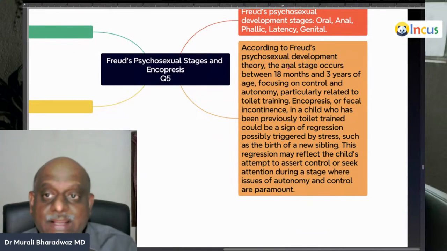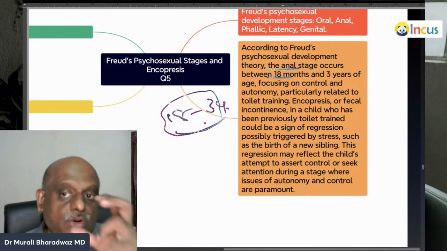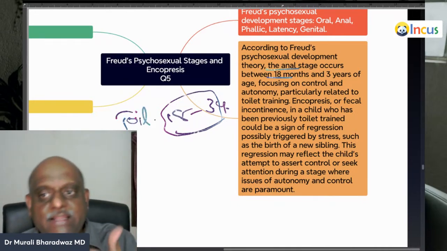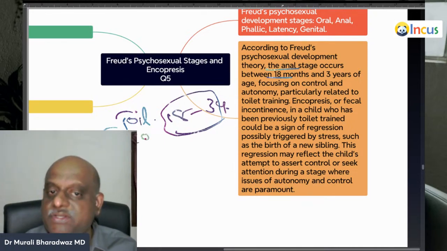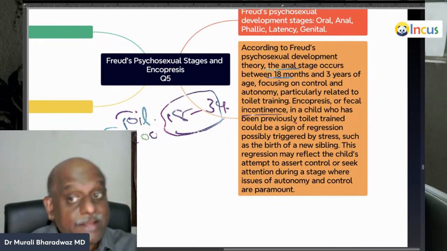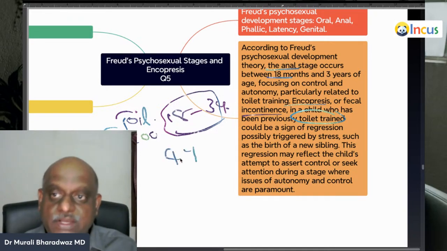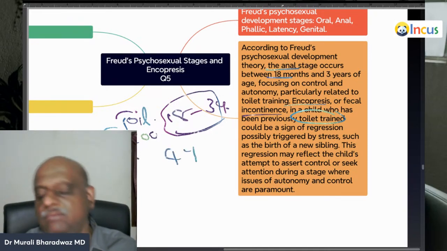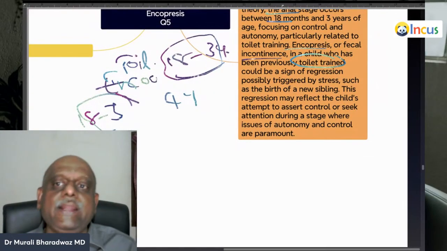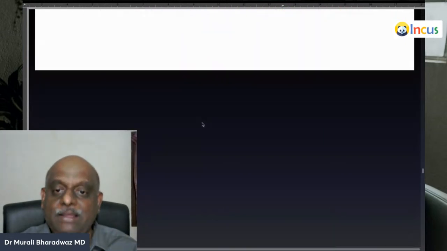So anal stage is between 18 months to 3 years. Control of autonomy, particularly related to toilet training. If there is any conflict in that stage, that leads to encopresis. Encopresis or fecal incontinence in a child who has already been toilet trained. If encopresis develops, because he's already 4 years, between 18 months to 3 years only he had been toilet trained. So now he is developing encopresis, means he is developing regression, is what you have to basically remember.